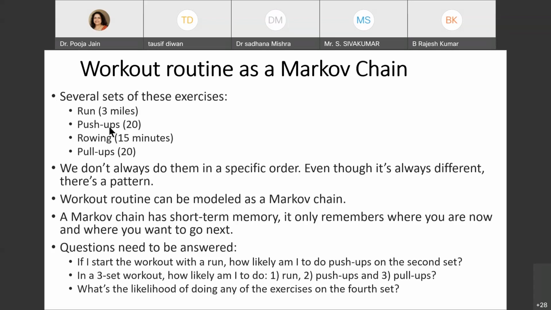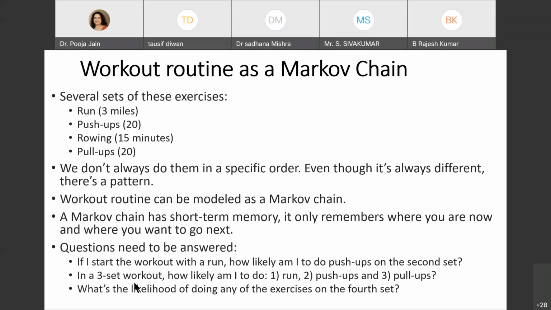In a Markov chain, we use short-term memory. It just remembers the current state, where you are currently, and what needs to be stored for the current state. Which type of question can be asked? See, if I start the workout with a run, how likely am I to do push-ups on the second set? What is the probability that I will do push-ups on the second set? One more question like this.